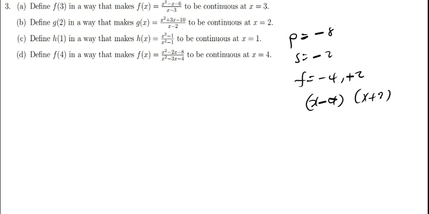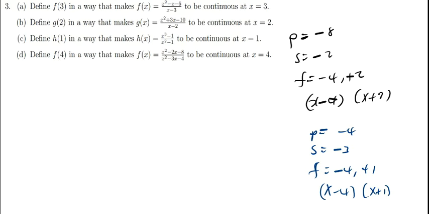Let's talk about the denominator. The product is negative 4. The sum is negative 3. What are the factors? The factors are negative 4 and positive 1. So negative 4 times positive 1 is negative 4. Negative 4 plus 1 is negative 3. Then I'll end up having x minus 4 and x plus 1 on the denominator.